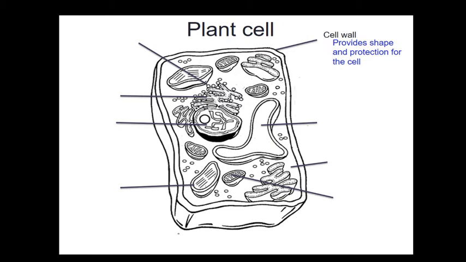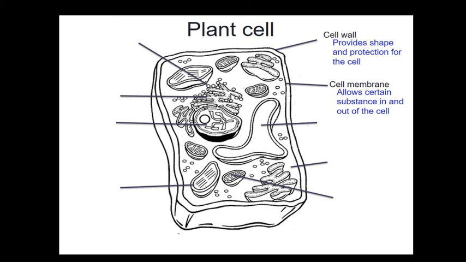Let's do one more label together. The next one, that next layer just underneath the cell wall, we take our ruler, we draw a label line, and that is the cell membrane. Again, we annotate and we write down what is the function of the cell membrane. It is selectively permeable. In other words, it allows certain substances in and out of the cell.